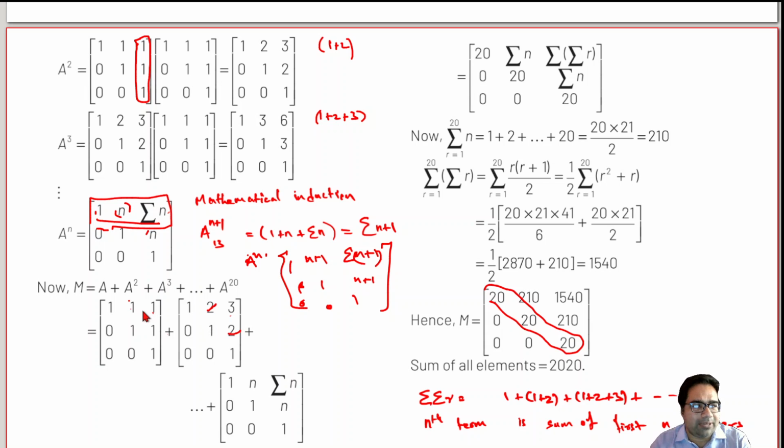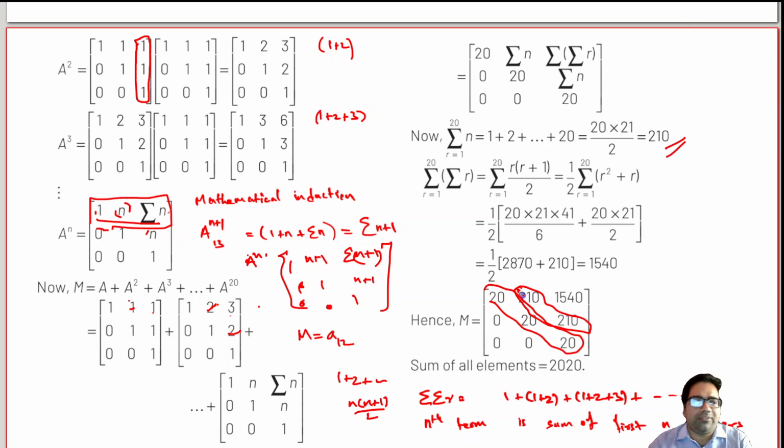This element and this element. If you are looking at A12 of this matrix M, that is the sum of 1 plus 2 plus 3 plus 4 up to n. That is 1 plus 2 plus 3 up to n, which is nothing but n into n plus 1 by 2. And how many are there? n is 20 here. 1 plus 2 up to 20. So 20 into 21 by 2, that is 210. Those are these two elements.